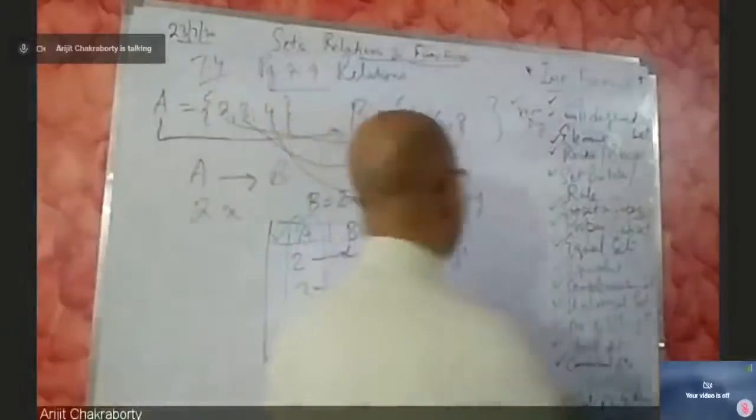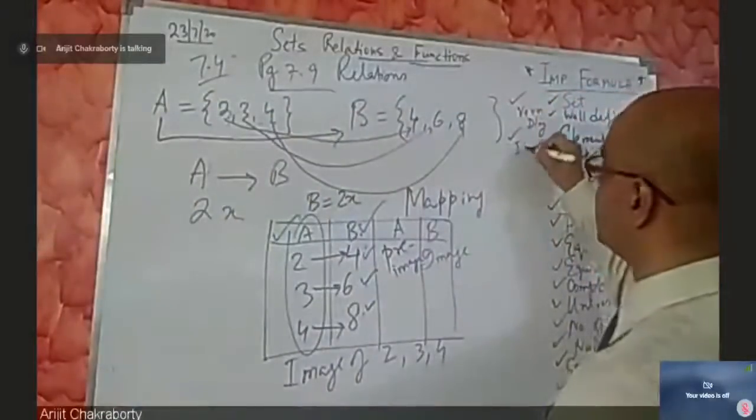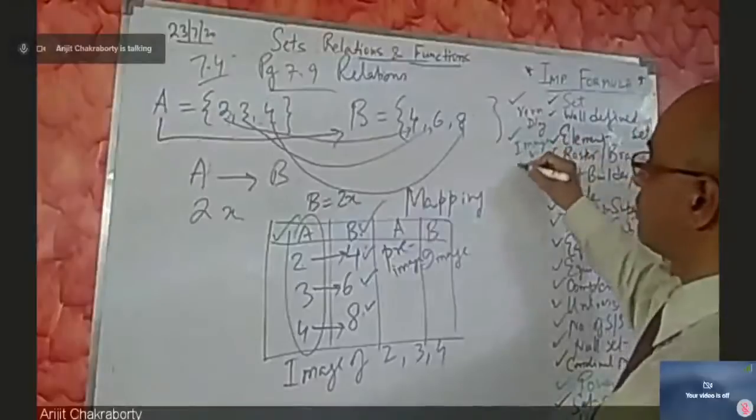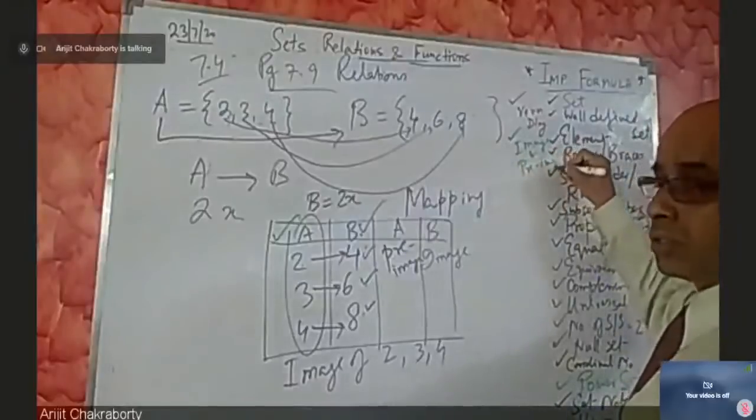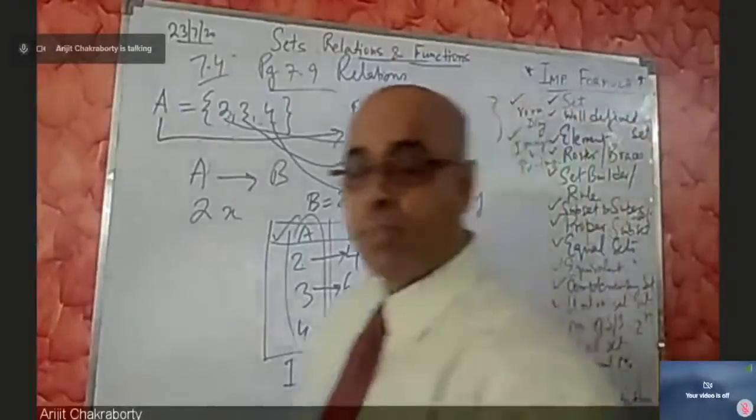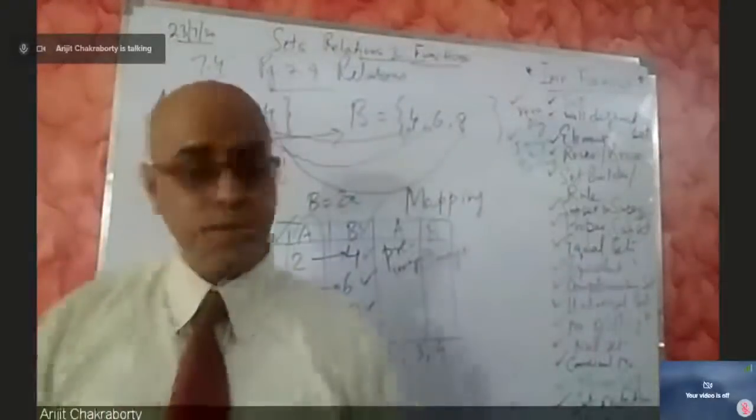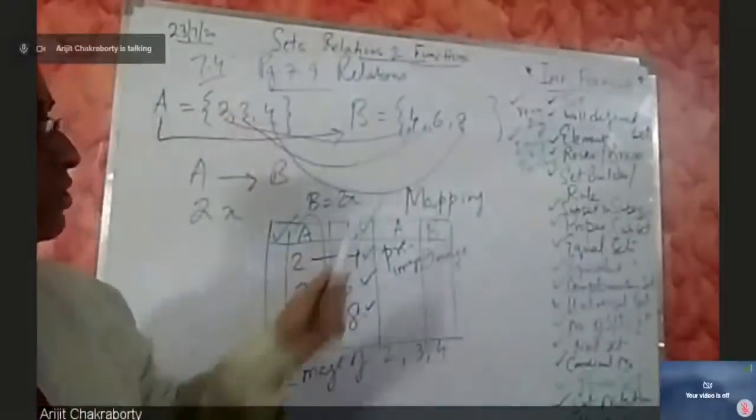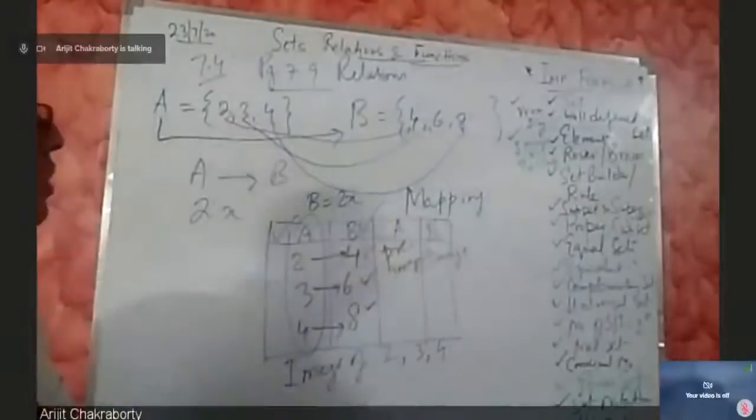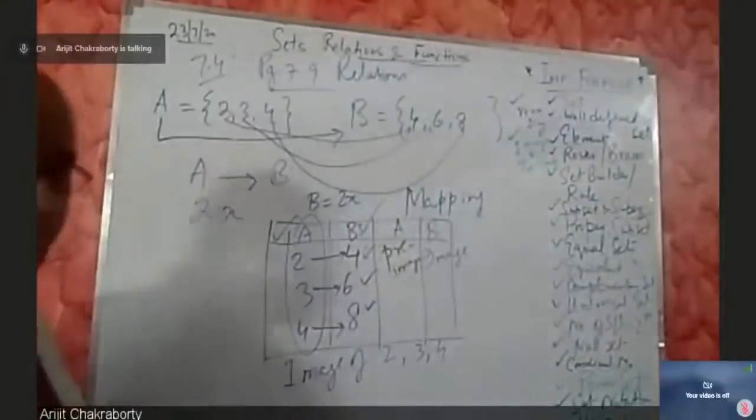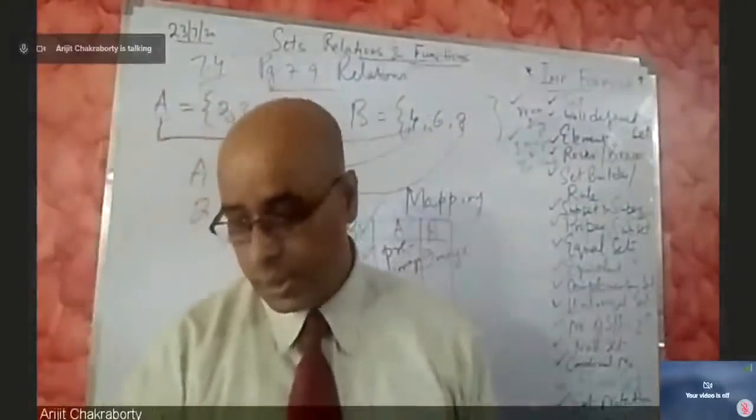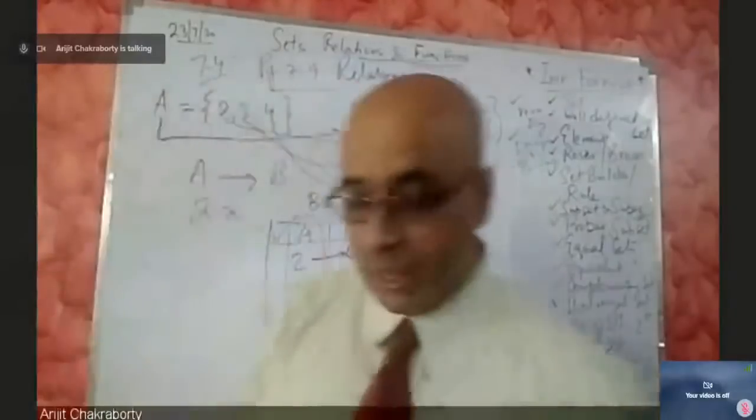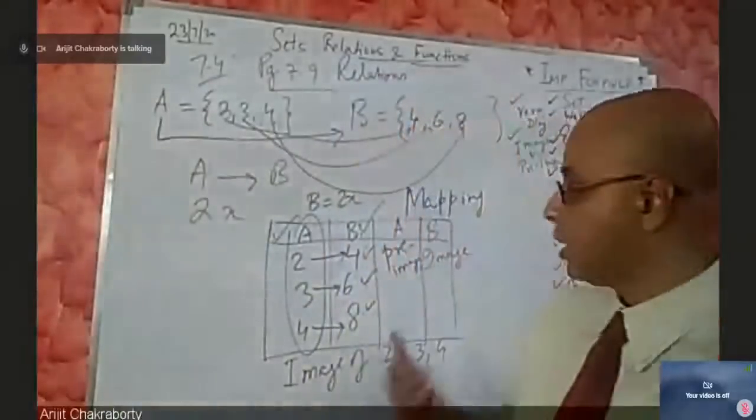So I will also write here, please note image and pre-image. We have discussed image and pre-image. Please note in your scrapbook one by one the relations. Now we have moved into relations. So image, pre-image and mapping. This is the concept of mapping and pre-image. Okay, now we will learn about the next concept.